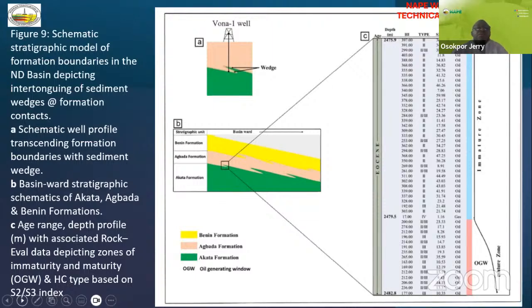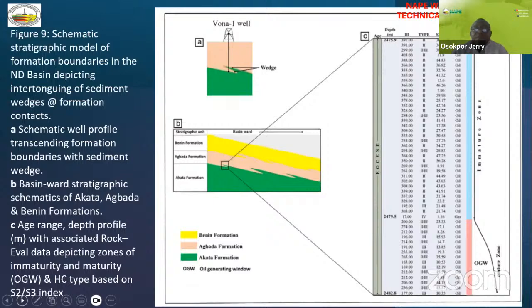Okay, now, so what may have been the trend? In the well, we see that the upper section has type 2, while the lower section has, that's an overturn. What is supposed to be found in the Akata is what is found in the Agbada. What is supposed to be found in the Agbada is what we find in the Akata. So let's look at it. Could it have been caused by these stratigraphic signatures that are presented here in the model?